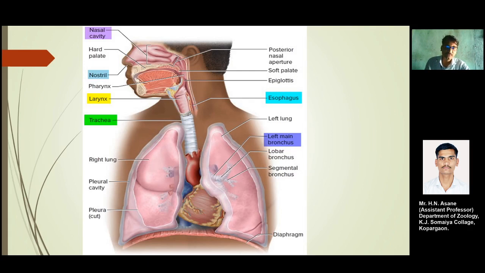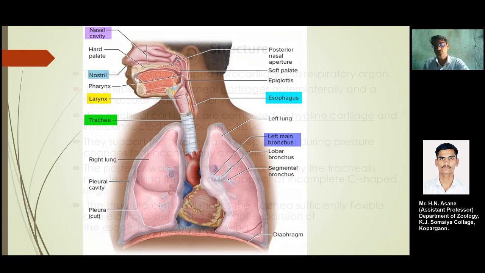As you can see, the esophageal opening just behind the trachea, and the pharynx, the opening that heads to the palate, the nasal cavity, and the posterior nasal aperture, as well as the soft palate and the epiglottis. Okay, so the epiglottis protects the respiratory tract from food particles entering it.